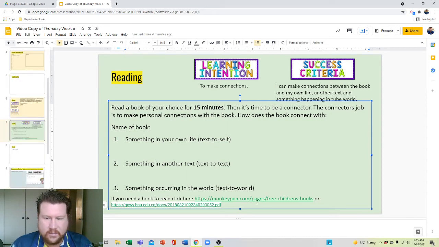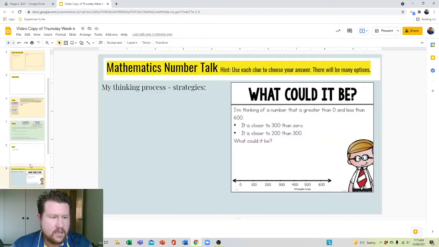Of course, if there's no room down here, you can absolutely delete that and then put it here or do a new text box. Then have some recess and then thinking process for this. Well, let's see. We are using each clue to choose your answer.